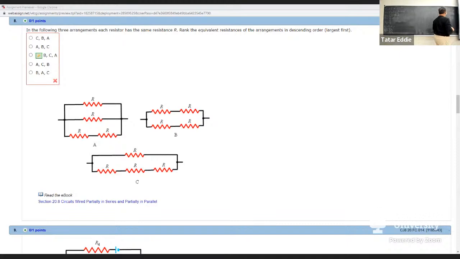2/5. For the second one, look, 2R and 2R are in parallel. So the second circuit has total resistance of R. Because the product of 2R and 2R divided by the sum of 2R plus 2R gives R.